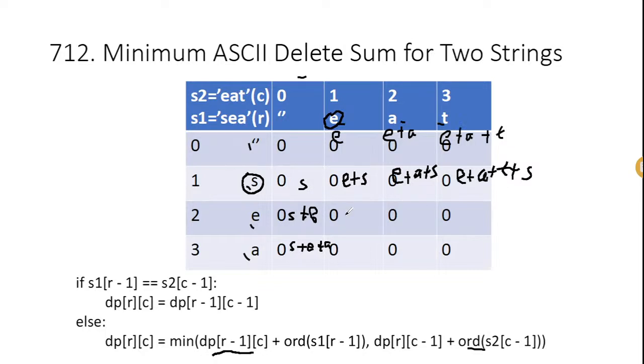Here is another condition. This condition is E equals to this E. So if they are equal, we are sure we can delete this one and delete this one. They are equal, but we can keep them. If this E equals to this E, we are sure we will keep this E and keep this E here. But what about the previous conditions? It is DP R minus 1 and C minus 1. So we need to check this position. So it is S. So here we can put an S.